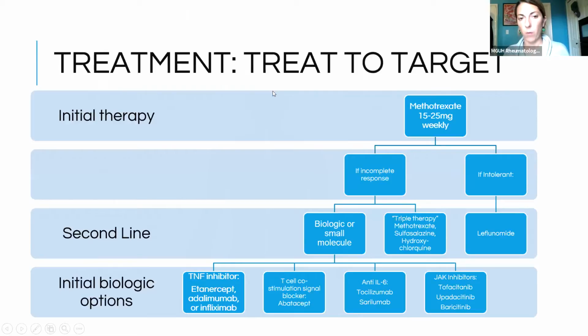So treatment-wise, what do you need to know? As anyone with a TV probably knows, there's a ton of different treatment options for rheumatoid arthritis, right?